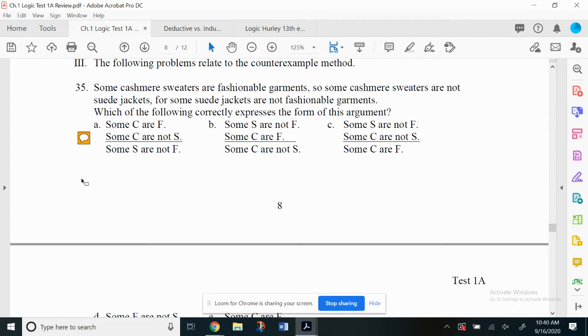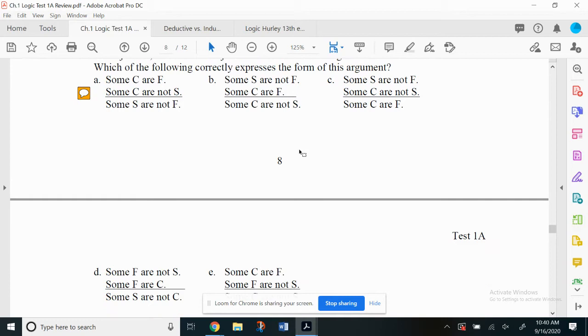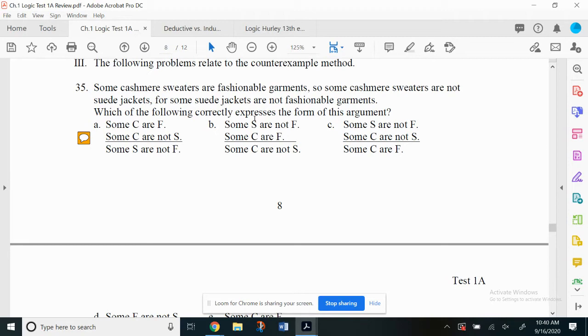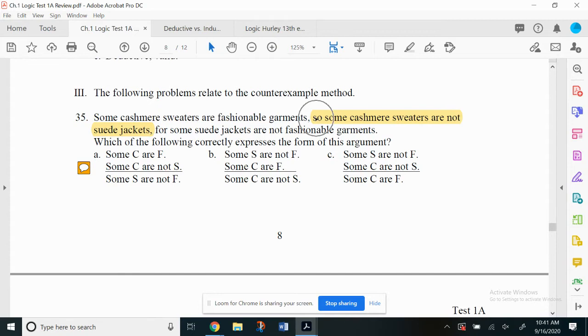We'll just try to symbolize this out, and we'll try to see which one of these match. I think in a previous video, I tell you first, find the conclusion indicating sentence immediately. So let me see. Some cashew sweaters are fashionable. So this right here, why would I section that out to be a conclusion indicating sentence? Because it has the word so. Okay, so it's right in the middle. So I start with that first.